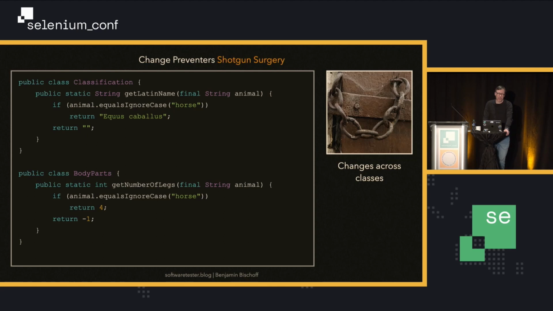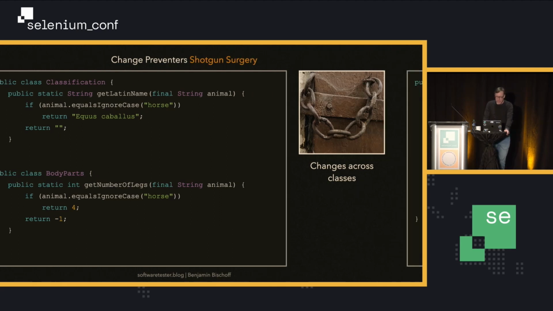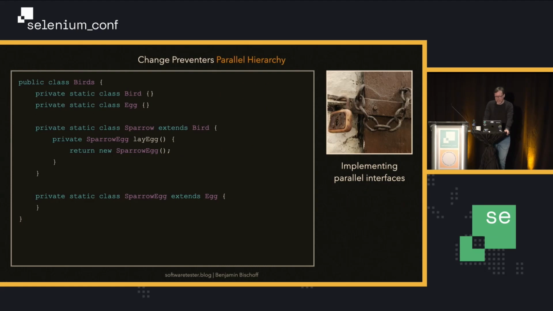Now then, this next one is probably the hardest one to explain, but let's see if I succeed. It's called parallel hierarchy, and that is implementing parallel interfaces. The code doesn't look that complicated, but the concept is a little bit weird to explain. We have a bird, and we have another class, sparrow, that extends the bird class.